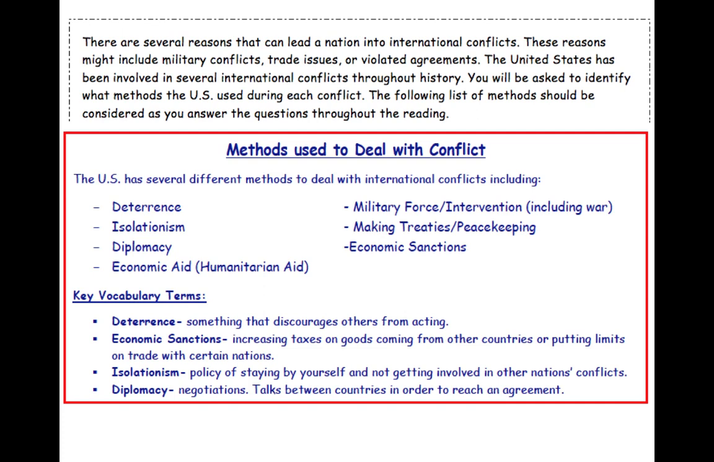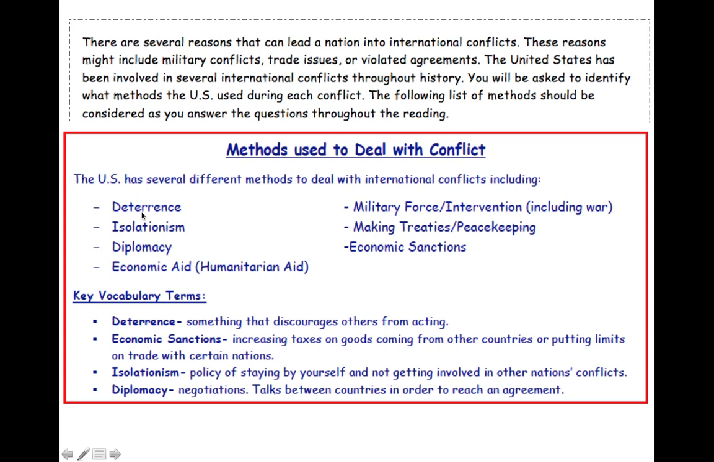So I'm going to have the same word bank available to you guys right here. All of these words are going to be available after every slide. So basically, after each conflict that we cover, I'll put this word bank back up so that as the questions ask you, what methods did the U.S. use in order to handle this conflict? This is your word bank.